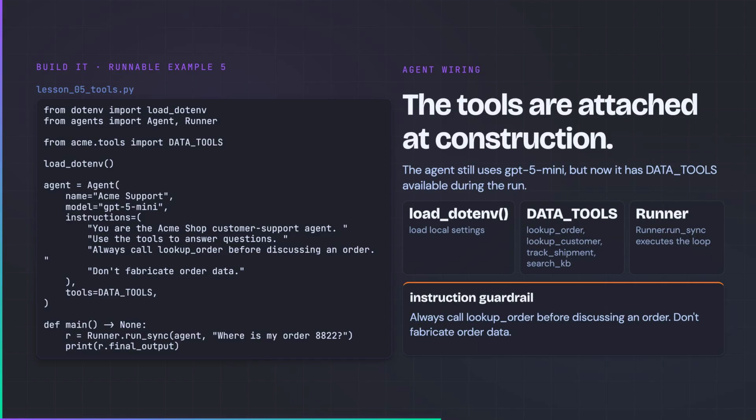This is the runnable file a beginner copies. Load_dotenv loads local settings. data_tools attaches the 4 data functions, and the instruction sets a hard rule. Always call lookup_order before discussing an order. The last line runs the same customer question every time. That makes debugging simple. If the output is wrong, inspect the tool wiring before changing the agent personality.